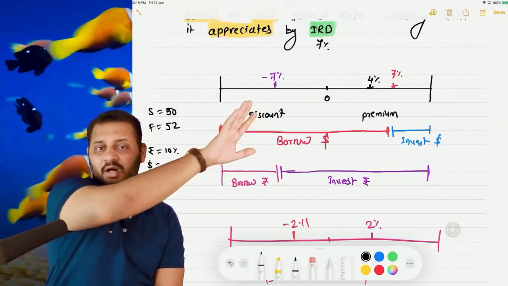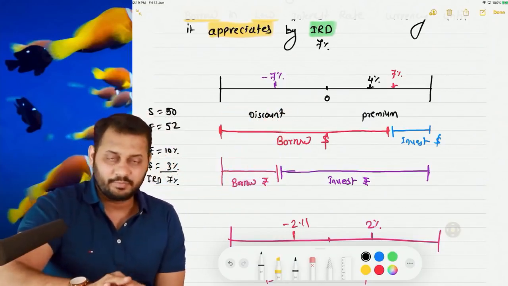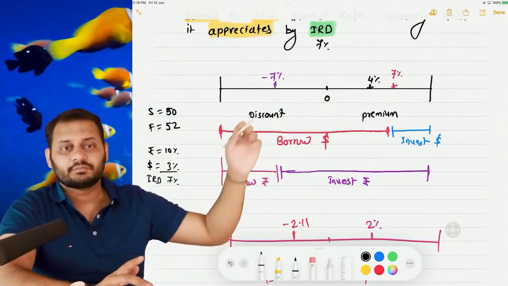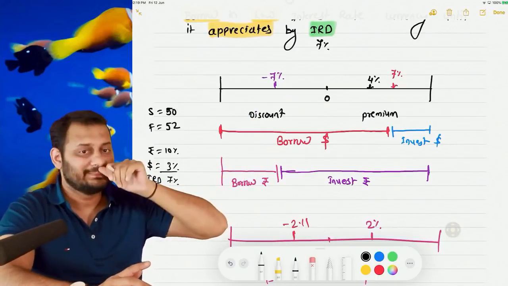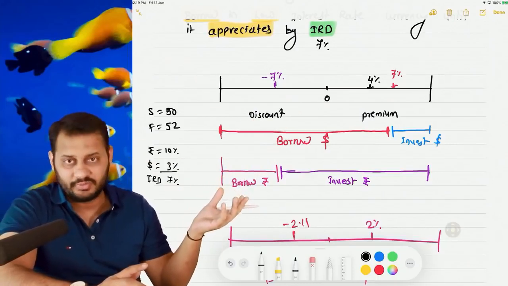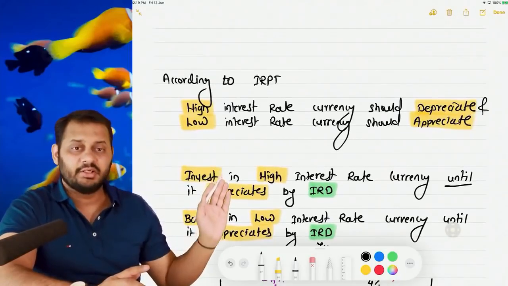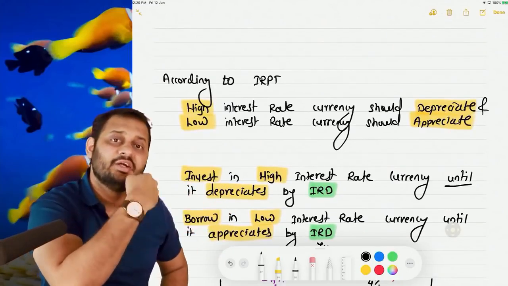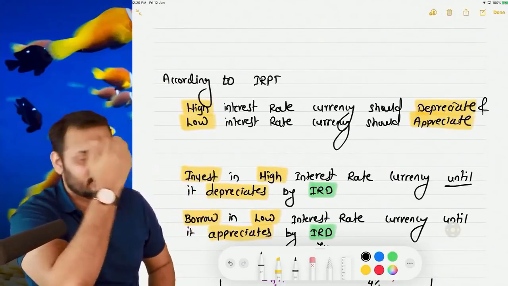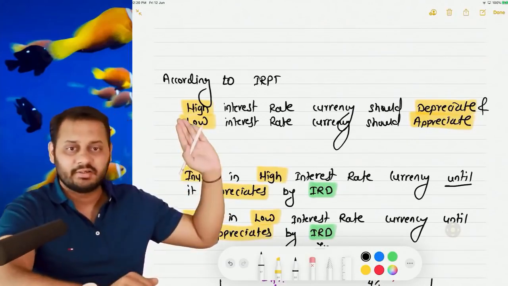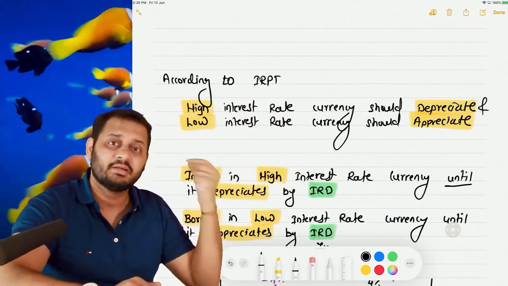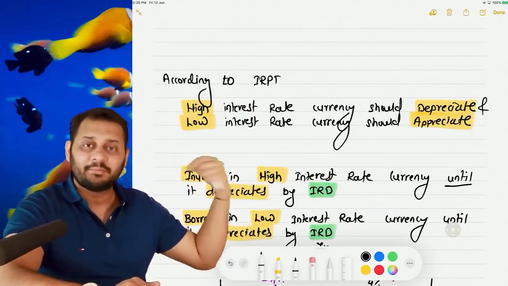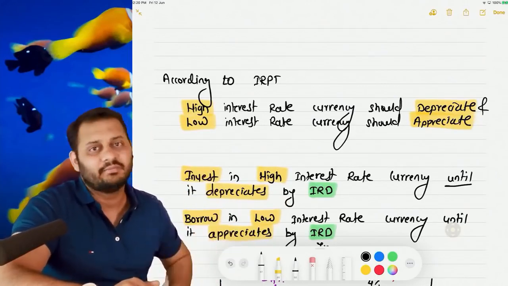No matter if it is a discount, premium, zero, whatever it is, 4% premium. Or in another way, we can say that if you talk about the rupee, it should depreciate by 4%, and until then we should invest in the high interest rate currency. That's it. So first of all, you need to understand high interest rate currency should depreciate by an amount equal to the interest rate differential. Low interest rate currency should appreciate by an amount equal to the interest rate differential.